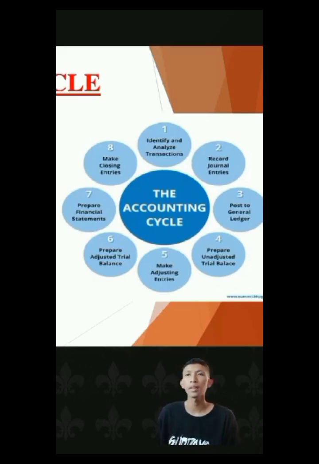8 steps in the accounting cycle. Number 1, identify and analyze transactions. Number 2, record journal entries. Number 3, post to the general ledger. Number 4, prepare unadjusted trial balance. Number 5, make adjusting entries. Number 6, prepare adjusted trial balance. Number 7, prepare financial statements. Number 8, make closing entries.